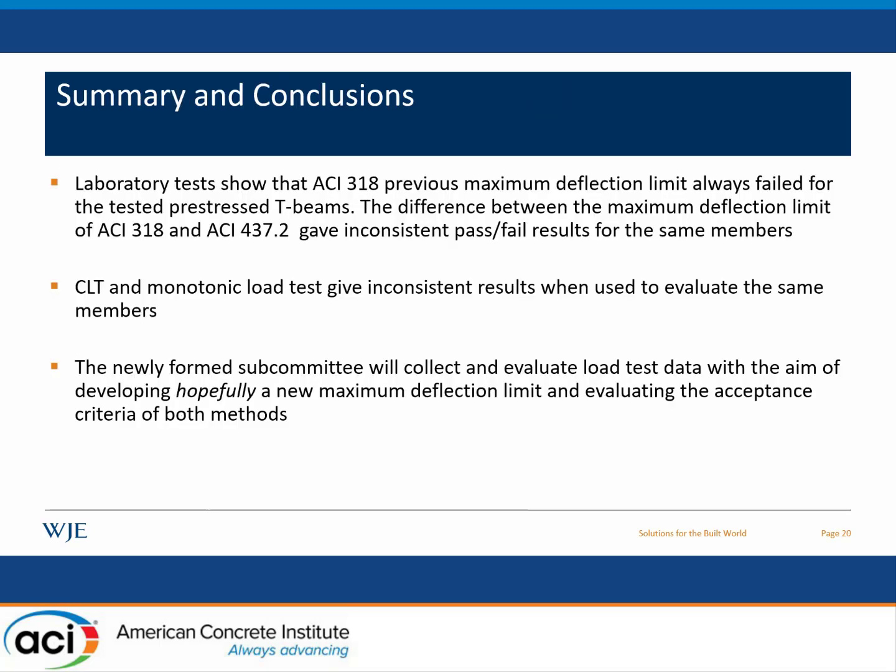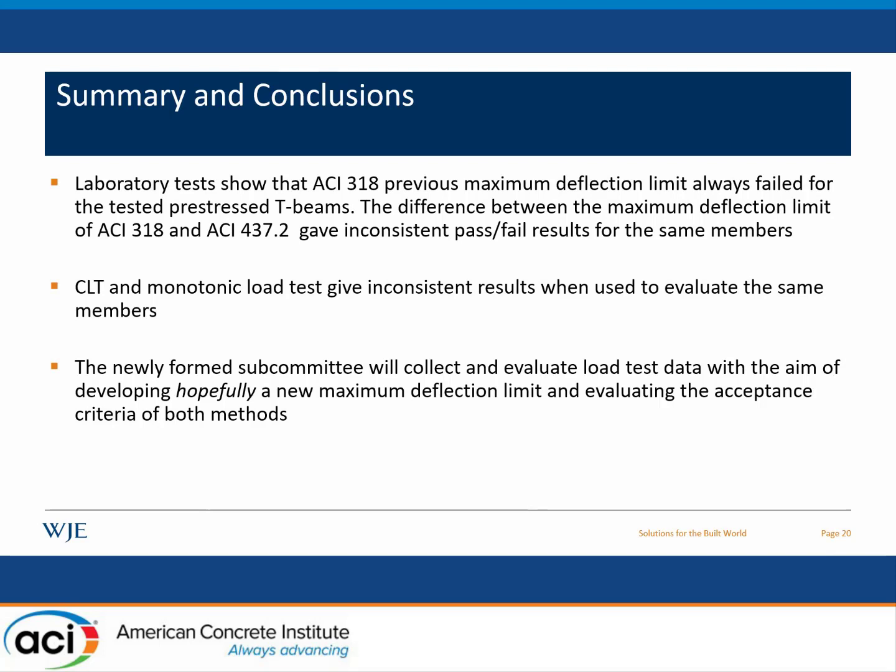So in summary, laboratory testing that was conducted on prestressed beams shows that the previous ACI 318 maximum deflection limit always failed for the tested prestressed beams. The difference between the maximum deflection limit of ACI 318 and 437 gives inconsistent pass-fail results for the same members. This has been corrected now, or it's in the process of being corrected. The CLT and monotonic load test give inconsistent results when used to evaluate the same members.